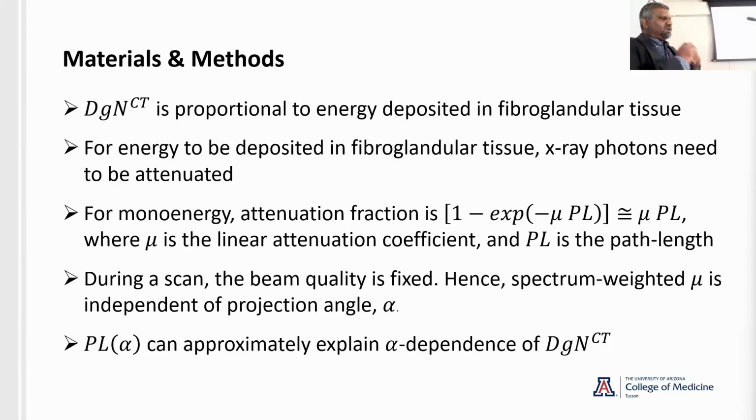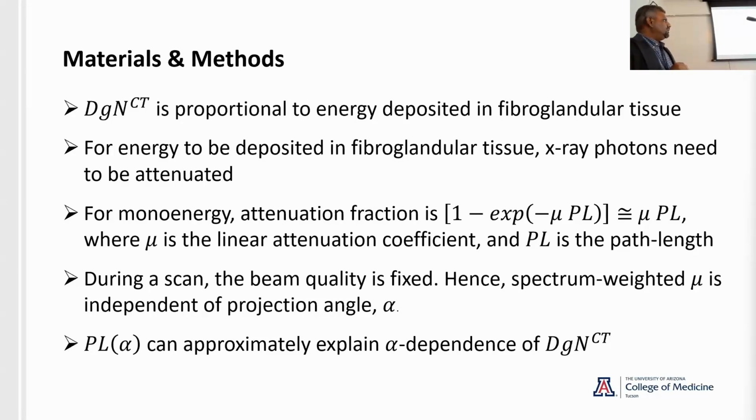So in order to understand how this is expected to vary, we looked at a very simplified model, and I mean it's really simplified. We know that the DgCT, or the dose to the breast, is proportional to the energy deposited in the fibroglandular tissue. In order for energy to be deposited in the tissue, it first needs to be attenuated within the tissue. So for mono energy, we can compute what the attenuation is, and as a first order approximation, it is basically your linear attenuation coefficient times your path length for the ray.